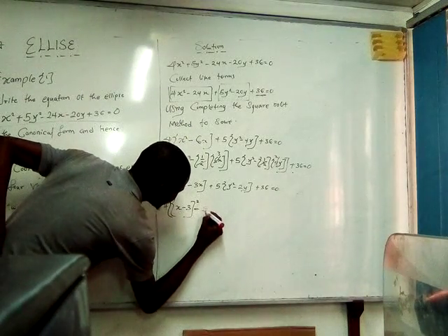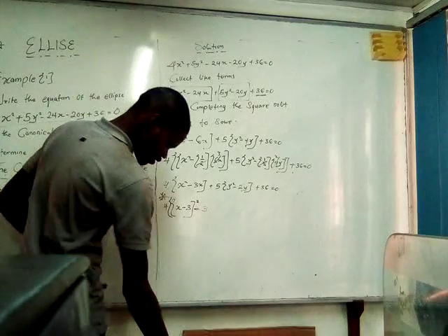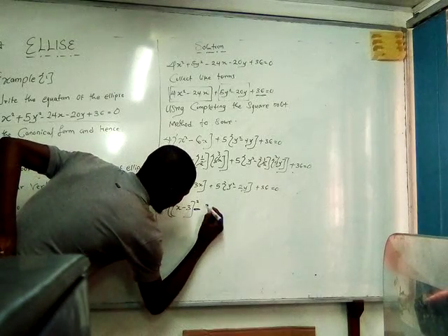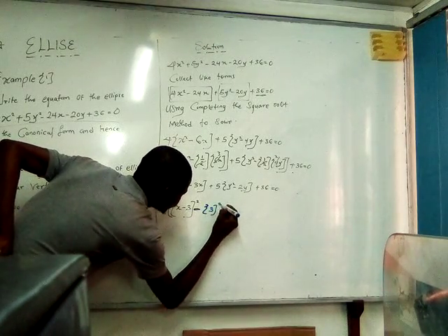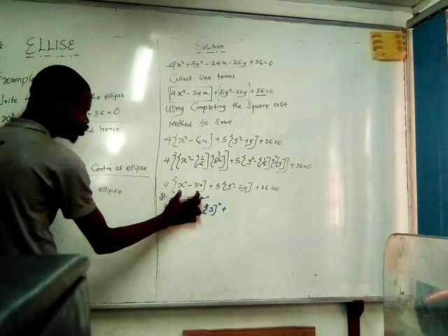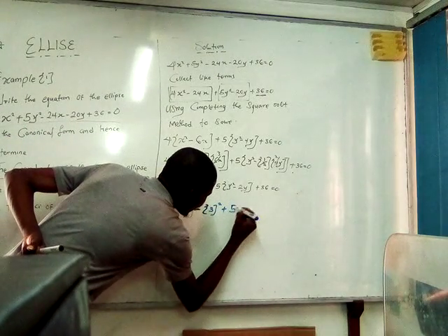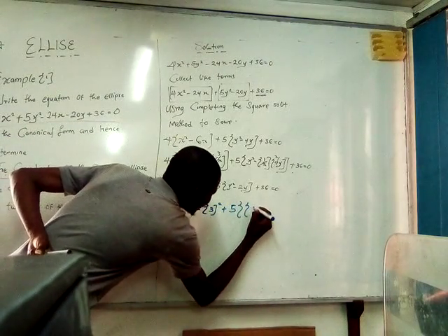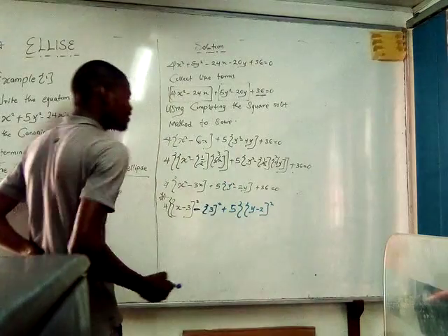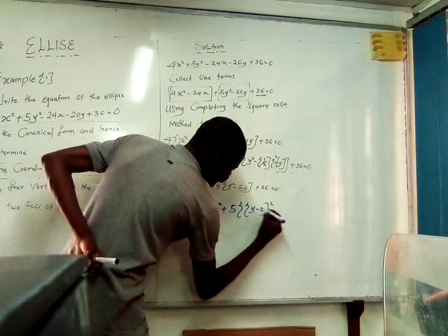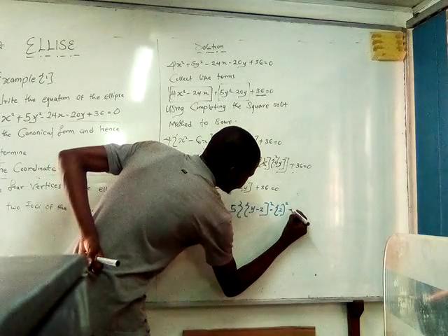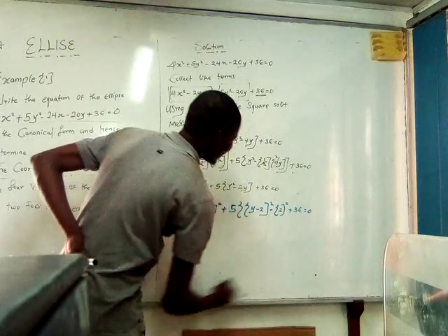You are going to have minus open bracket 3 raised to power 2, plus you repeat the same step in this place. You are going to have 5 open bracket y minus 2 raised to power 2. Then, as I said, minus is always the constant. You repeat what you have inside raised to power 2. Then plus 36 equals 0.